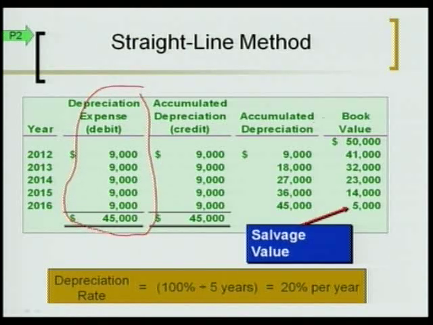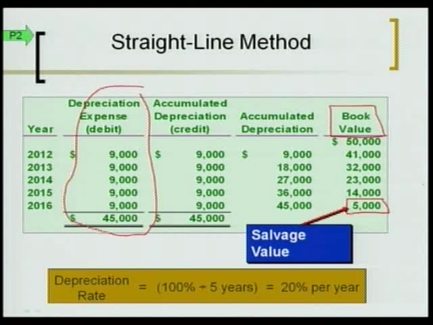And the book value, what does book value equal? Cost minus accumulated depreciation. The book value equals the cost of $50,000 minus whatever accumulated depreciation is. So $50,000 minus 9 equals 41. $50,000 minus 18 equals 32, and so on. So this is a little chart to help us keep track of our depreciation under the straight line method. And we depreciate down to the salvage value, and then we're done, aren't we?